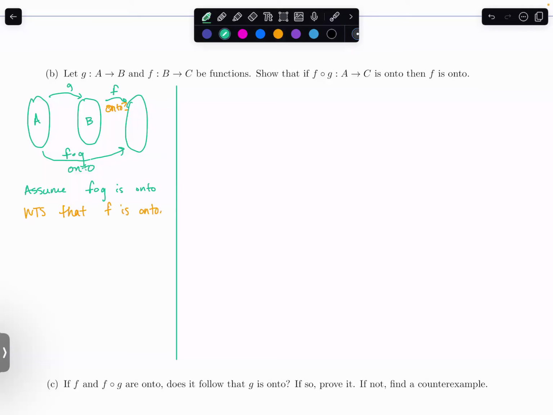So when we do an onto proof, we're going to pick little c and big C, and show there exists a little b in B where f of b equals c. That's how you do an onto proof, right? You pick an element in the target, and show that there is something in its domain that maps to that thing. All right, so we have this c and C.